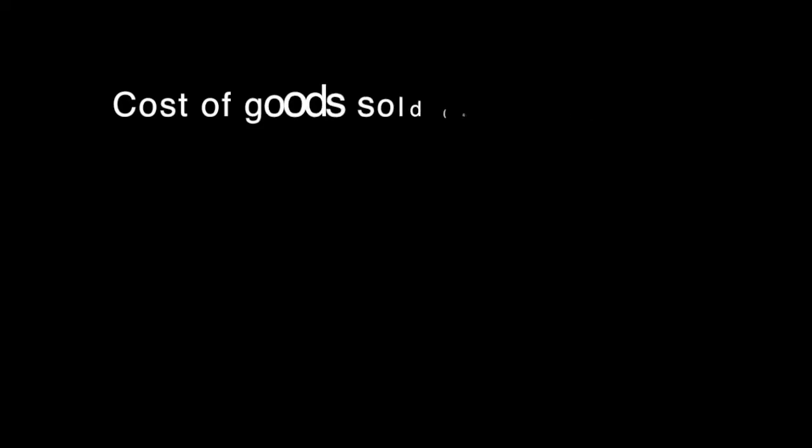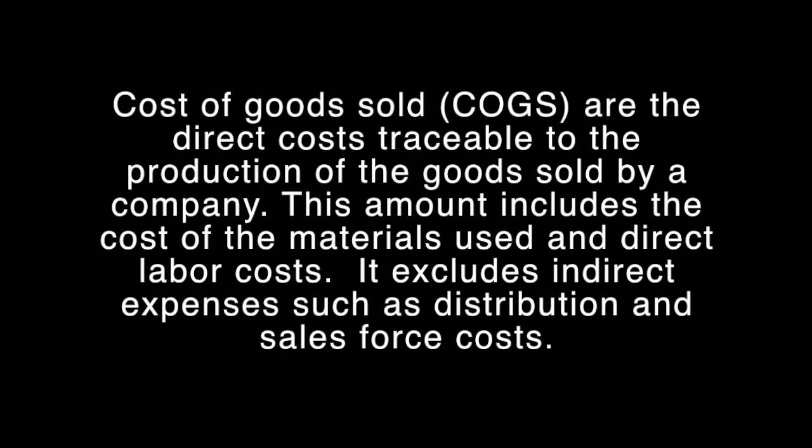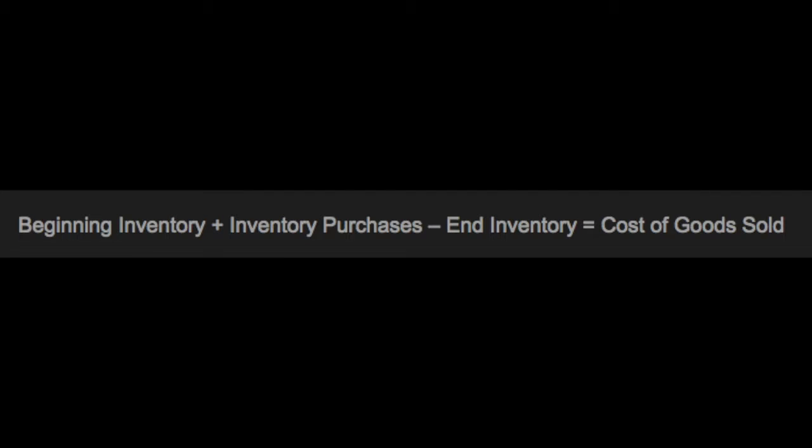Okay, so let's talk about the cost of goods sold, or the COGS. The cost of goods sold is a direct cost traceable to the production of goods sold by a company. This amount includes the cost of materials used and direct labor costs, although it excludes indirect expenses such as distribution and sales force costs. The equation to finding cost of goods sold is relatively simple. The equation is your beginning inventory plus your inventory purchases minus your end inventory, which is equal to your cost of goods sold.